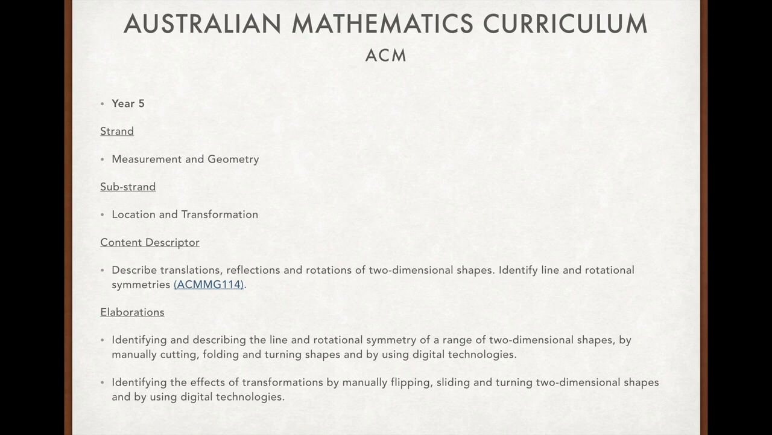So the elaboration is to identify and describe the line and rotational symmetry of a range of two-dimensional shapes by manually cutting, folding, and turning shapes and by using digital technologies. So this is what we're going to be focusing on throughout the slideshow. This is what we are trying to move away from: the manually flipping, sliding, and turning of the two-dimensional shapes.